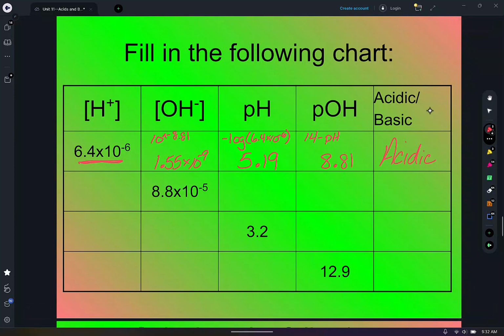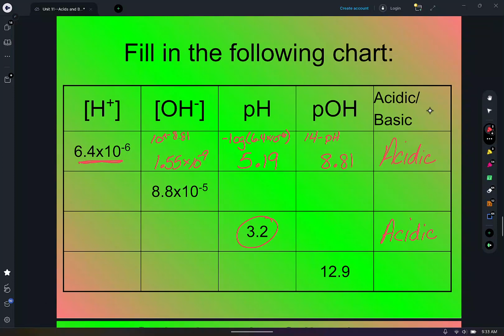Let's do the third row, because the second row is very similar. Let's start with the third row, and it doesn't matter which order we go in. We can answer any of them. First of all, I'm going to answer the easy question. This pH is less than 7, so I know that it is acidic.